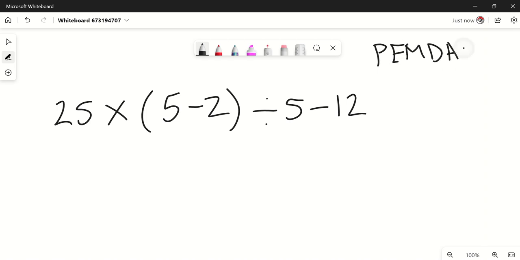just to help us out. And remember, MD together, AS is together. So let's look for parentheses first.